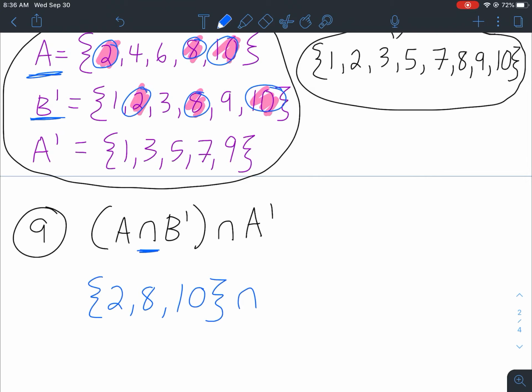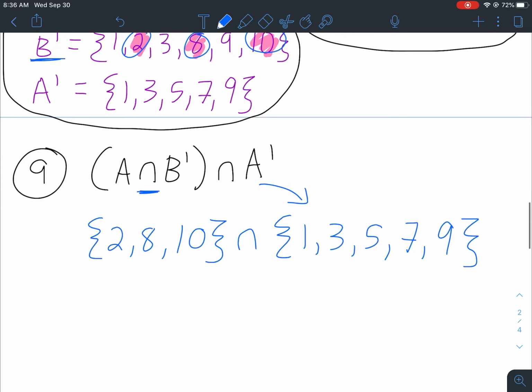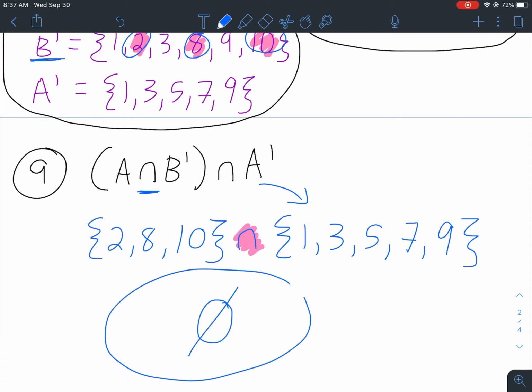And now we're trying to find the intersection with A complement. A complement's right above, so we can just copy that down. 1, 3, 5, 7, 9. That's there. So now let's find the intersection between these two. It means what do they have in common? It looks like they both don't have a 2. They both don't have a 1. They both don't have an 8. They both don't have a 10. They don't have anything in common. When that happens, and that'll happen sometimes, you just put the no solution symbol. It means the two sets are disjoint. They don't have anything in common. So that would be our answer.